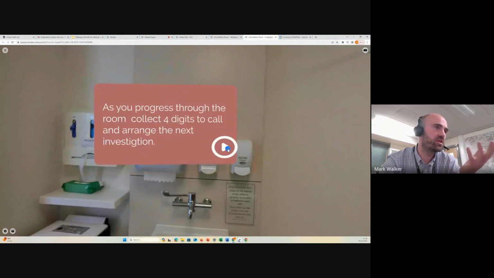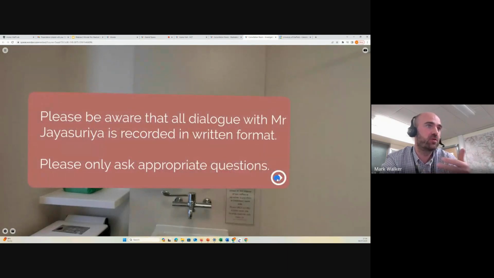And the escape room angle is so the students can progress through different spaces, through different rooms. Each room has a different angle to the clinical care the patient needs. So in this first room, as they go through the clinical steps, they'll collect 4 digits to make a telephone call to order the next investigation, which takes them to the next room.